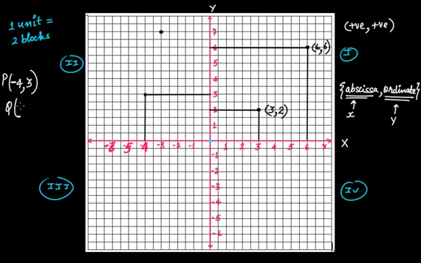Now you have to tell the x coordinate, or the abscissa. For that, you have to tell the distance of this point from the y-axis, and for that you have to count the number of units. So 0 to 1, 1 to 2, and 2 to 3. That is 3 units. But the exact number is what? Minus 3. Minus 3, comma.